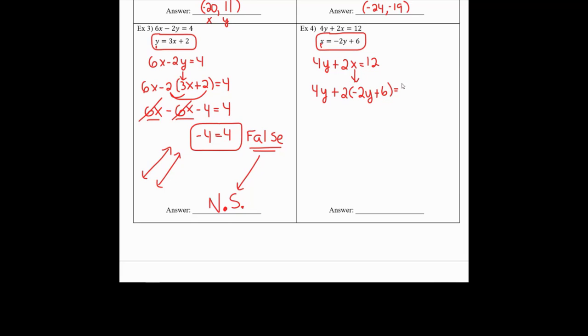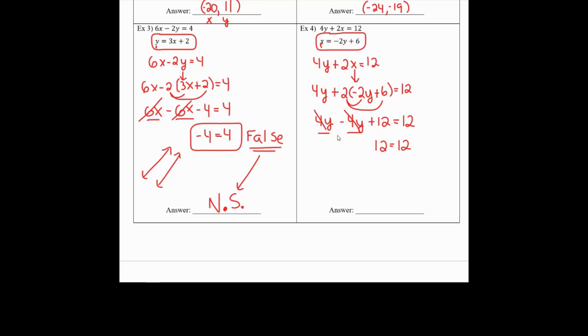equals 12. Now we're going to solve the equation. So we're going to multiply. So we bring down the 4y. 2 times negative 2 is negative 4y. 2 times 6 is 12 equals 12. Now we combine like terms. 4y minus 4y, 4y cancels. I'm left with 12 equals 12.